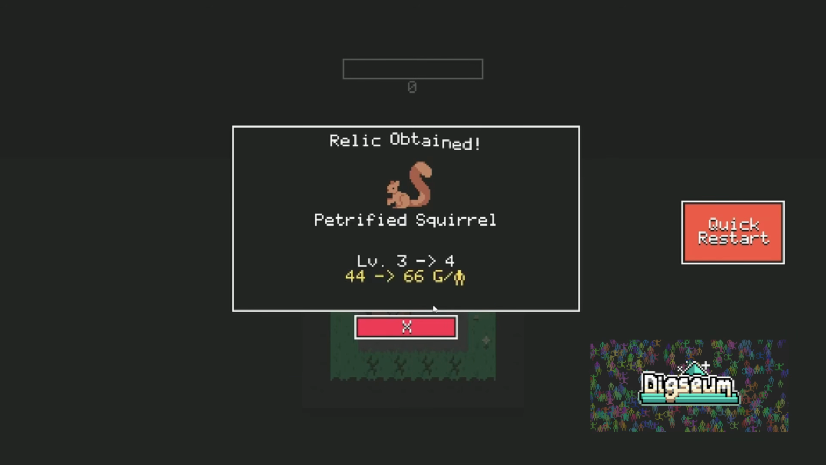Digseum is an example of how streamers and YouTube can make all the difference if the wishlist numbers are not there. So to summarise, wishlists are really important, but they're not as important as the quality of your game and the quality of your marketing approach.